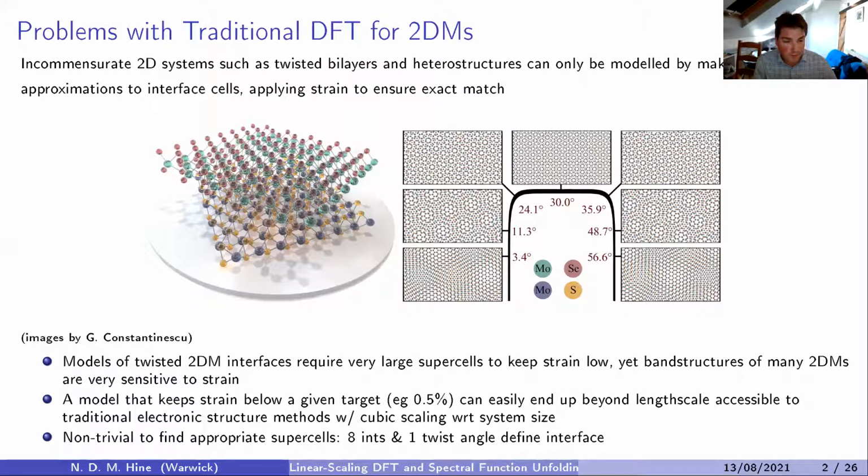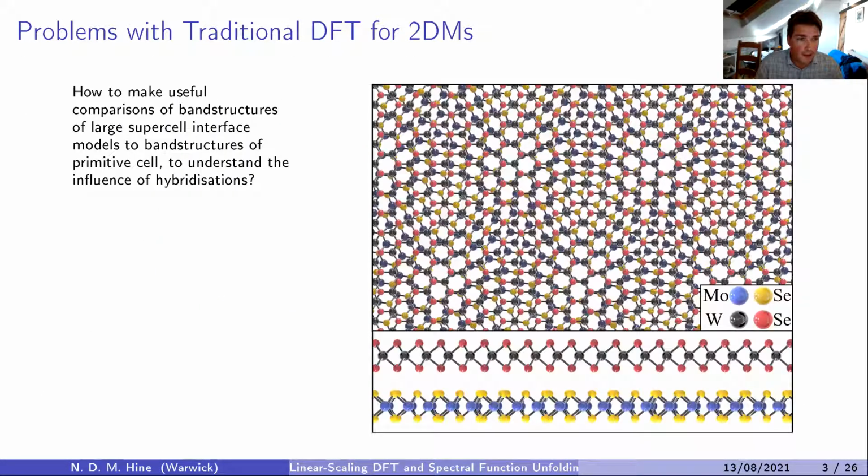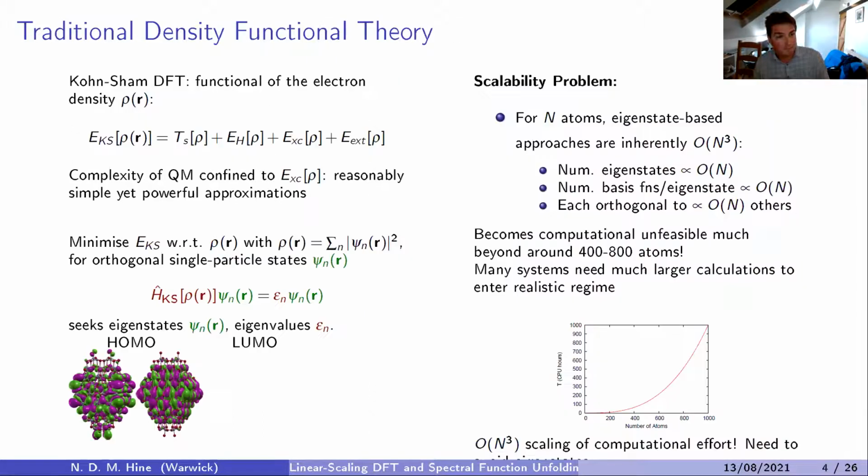It's also non-trivial to find these supercells in the first place. You have a space of 8 integers and a twist angle to play with. So finding coincident cells, particularly for multi-layer structures with more than 2 layers, is rather hard. And on top of that, we have the problem of how one actually makes useful comparisons of band structures between the large supercell interface models and the primitive cell. And the answer to that, as has been known for a few years, is spectral function unfolding.